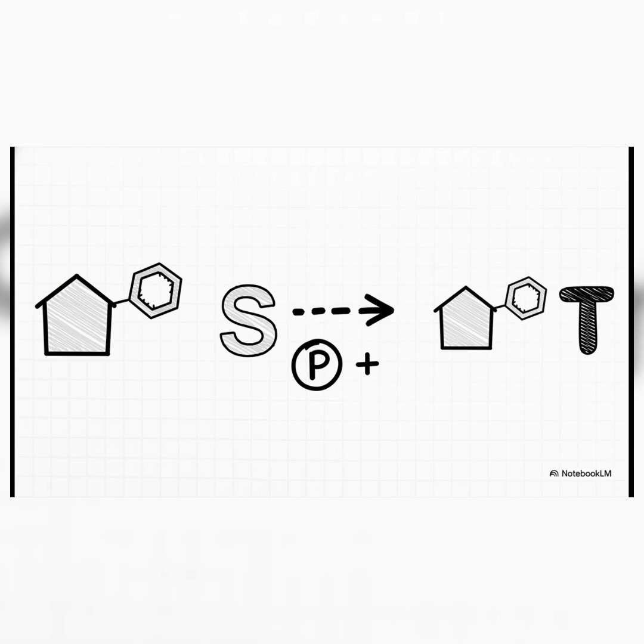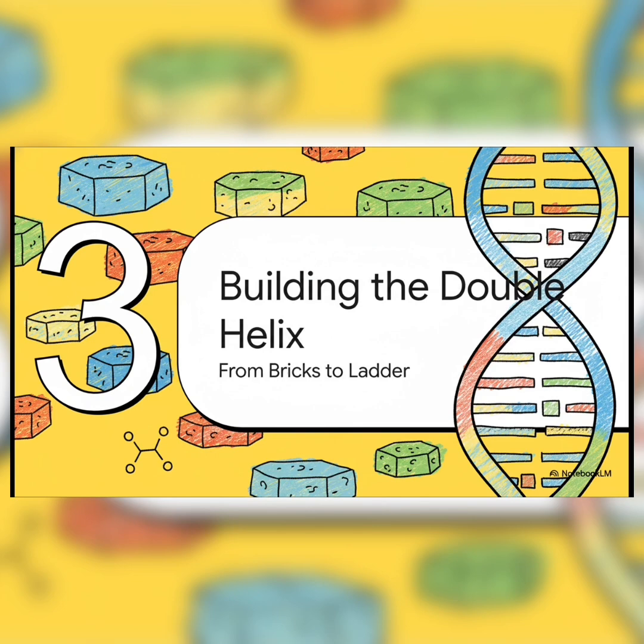Oh, and here's a neat little trick to remember a key difference, because the names are so similar. A sugar and a base together, that's a nucleoside. S for sugar. But when you add that phosphate group, it becomes a nucleotide. See, it's all about that T for the phosphate. Kind of handy? Okay, so we've got our bricks. Now, let's see how they all come together to build one of the most iconic, most famous shapes in all of science, the incredible DNA double helix.